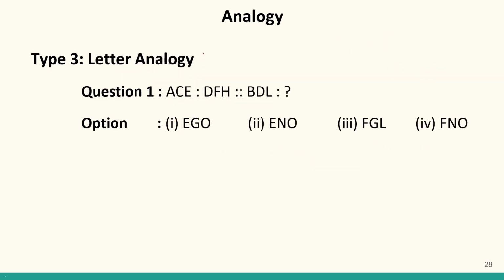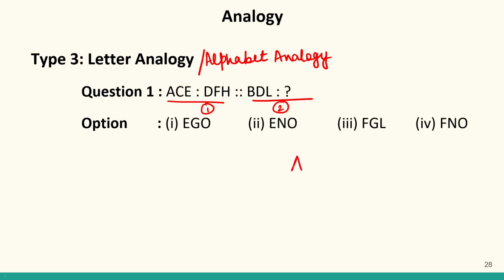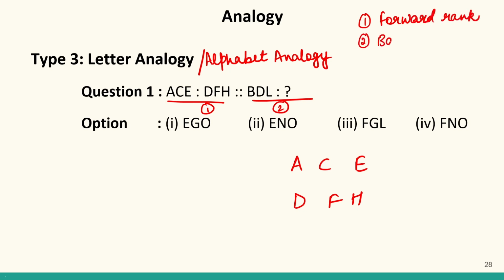Then we have letter analogy, also known as alphabet analogy. Over here, I told you this is the first pair and this is the second pair. So basically we find out the individual operations on each element to understand the relationship, and then we use the same relationship to find out the missing element. So from A, C, E, we are going to D, F, H. To solve these kinds of questions, we use a concept from alphanumeric series as well as coding-decoding called forward rank. Then we also use backward rank.